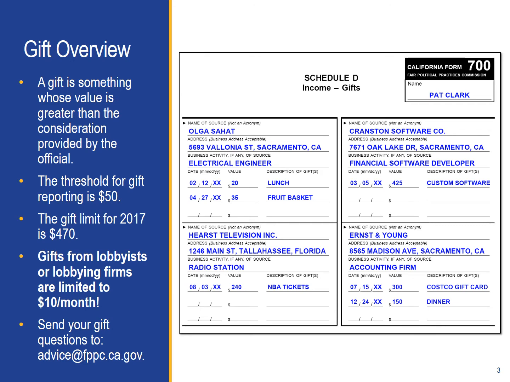Due to the complicated nature of gift questions, it is recommended that you send them in writing to advice@fppc.ca.gov. We also recommend that you send your questions before you accept the gift. Please note that for gift questions, it may take 2 to 3 business days to receive a response from our advice team.